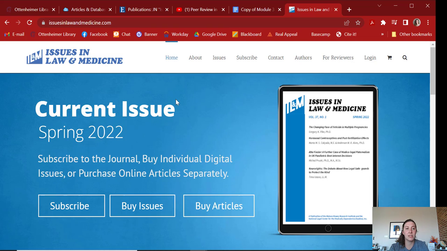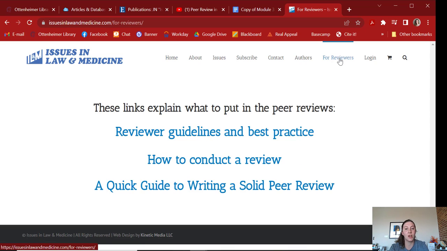So one of the first things that I see whenever I come here and I scroll along the top is that this has a spot specifically for those who are reviewing articles, for those who are reviewing things that are going to be published in this particular publication. You see reviewer guidelines and best practices. You see how to conduct a review, quick guide to writing a solid peer review. So this is a great place, just really easy. It shows you that this does include a type of peer review because it shows you that.